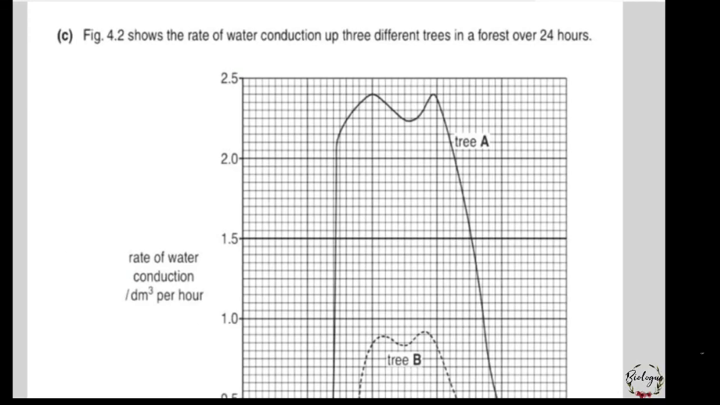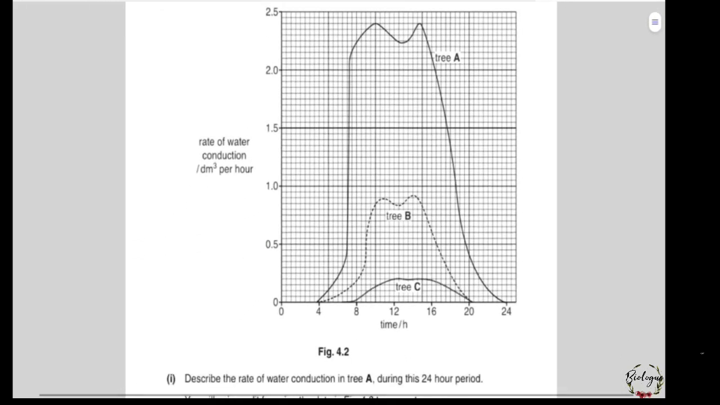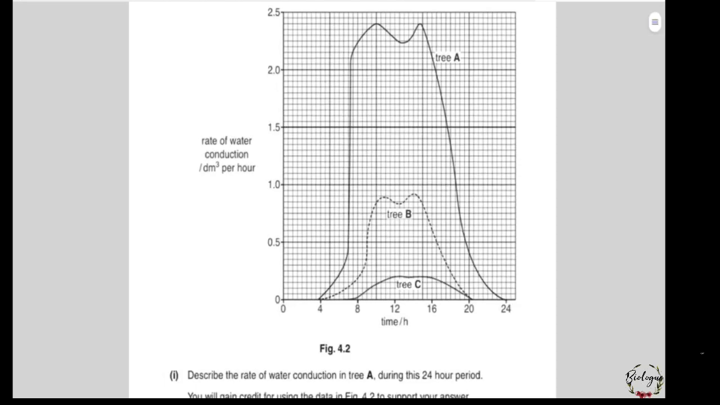Okay, now moving on to some paper 4 questions that are longer. So the first question is: figure 4.2 shows the rate of water conduction up 3 different trees in a forest over 24 hours. Alright, here is the graph. Rate of water conduction per hour is the y-axis, and here's the x-axis, which is time.